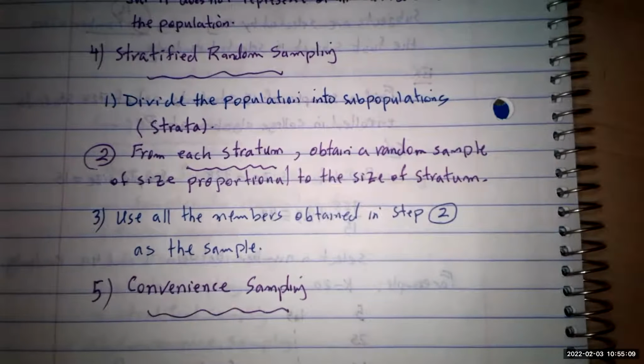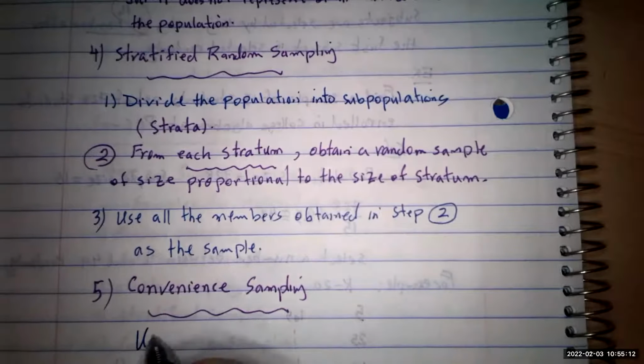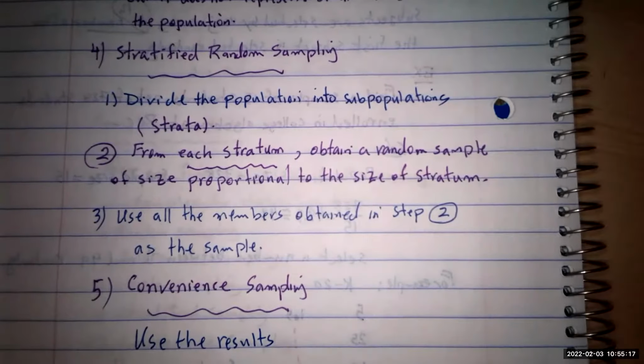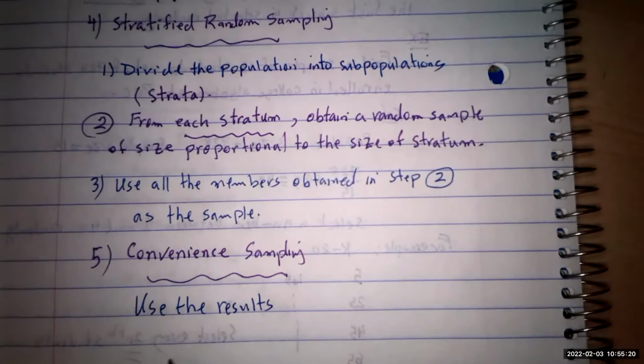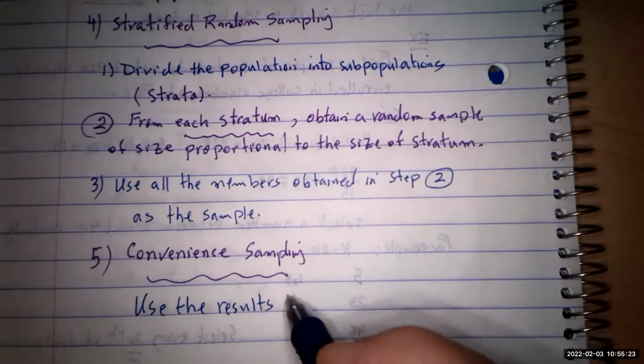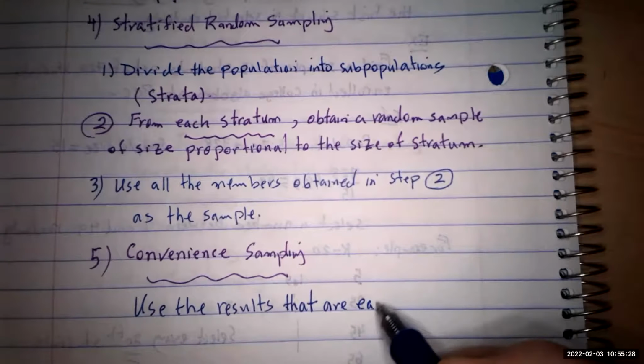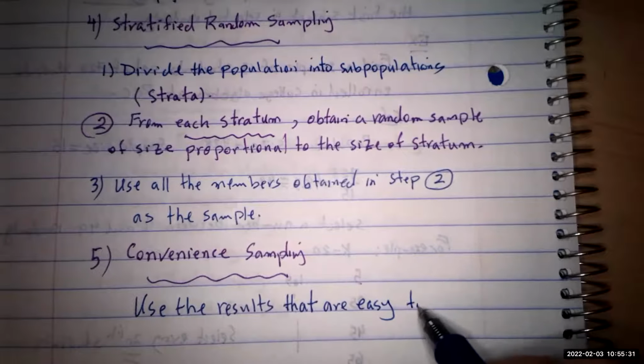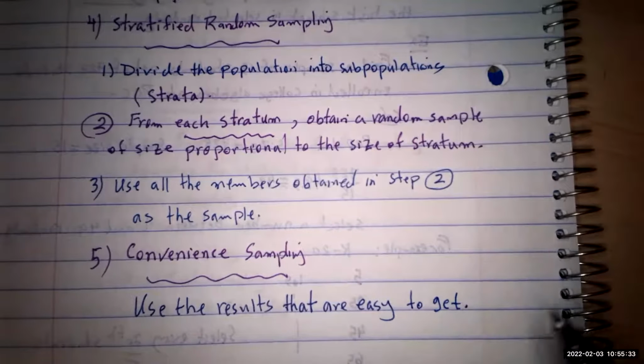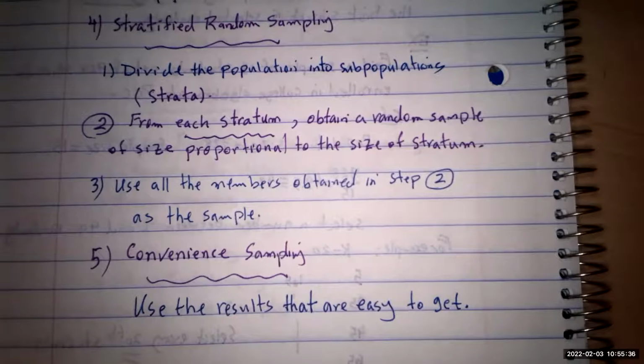Convenience is when you just pick a method which is easy. Use the results that are already there in the library, in the newspaper. Use the results that are easy to collect, easy to get. Going to the library, asking the family members, inside your class asking your friends, and you just pick the information. Of course, this is not going to be a good one, it's a lazy one.